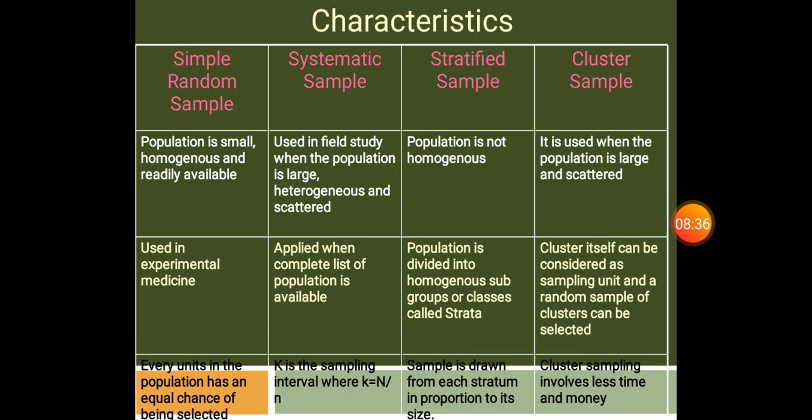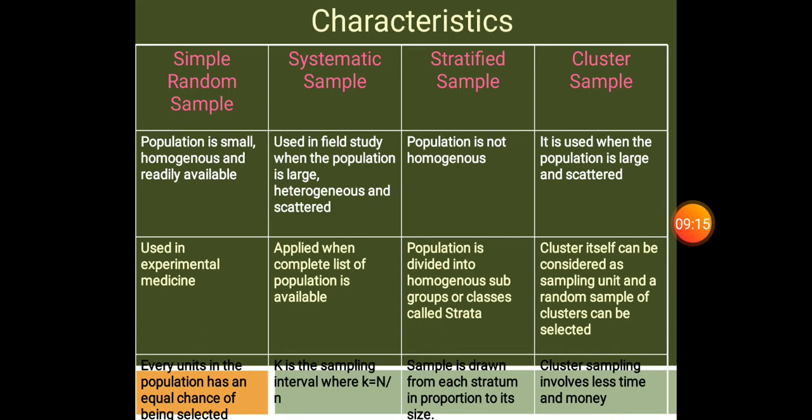So that's the meaning of homogeneity. Understood? So here, simple random sampling can be applied only if the population is homogeneous, small, and readily available. And the simple random sampling technique can be applied in experimental designs like randomized controlled trials. Everyone in the population has an equal chance of being selected. Each and every unit in the population has an equal chance of being selected in the simple random sampling technique.